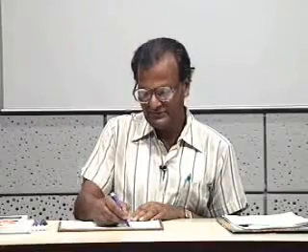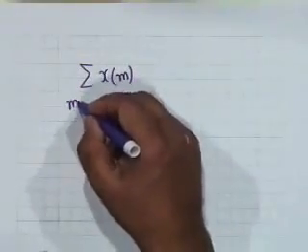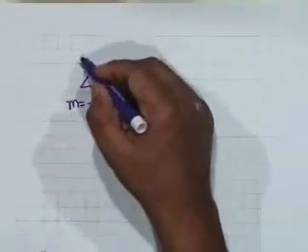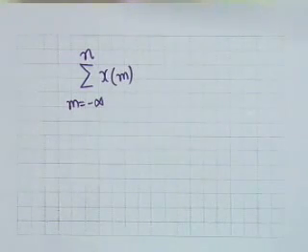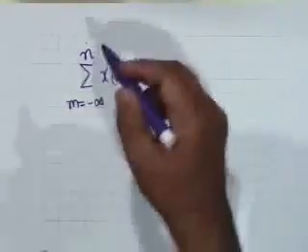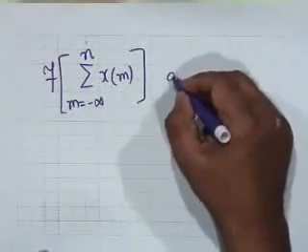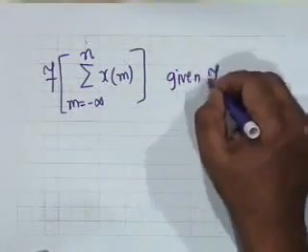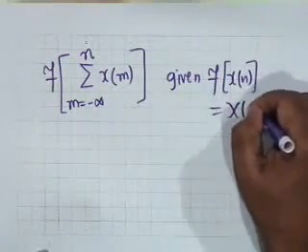What we are trying to do is to find out the Fourier transform of the summation of x of m, where m goes from minus infinity to, let's say, n. It is similar to the integral of x of tau d tau from minus infinity to small t. It is this instant of time n that we are concerned with, and what we want to do is to find out the Fourier transform of this, given that the Fourier transform of x of n is equal to capital X of omega.